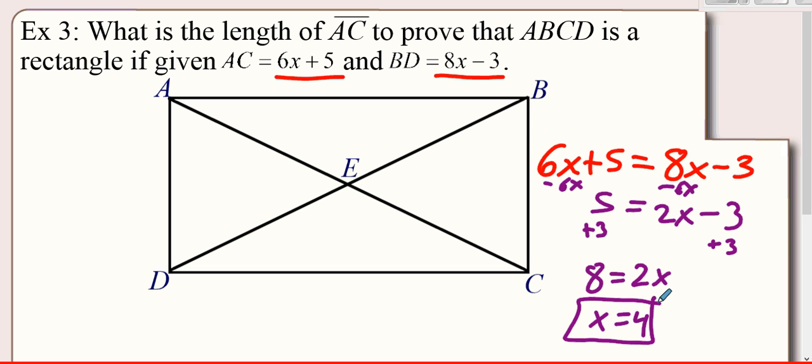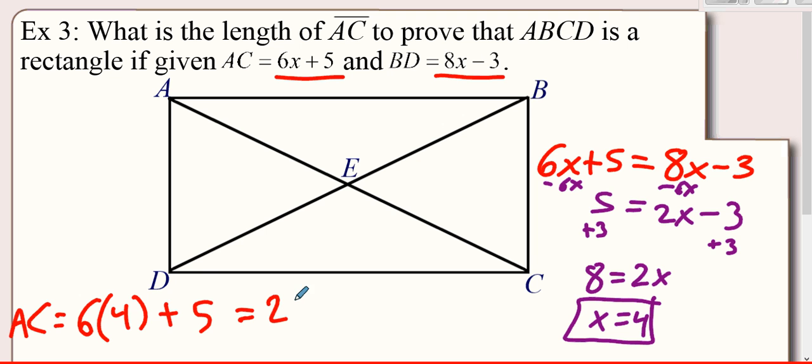Check the question though. What's the length of AC? It didn't just say find x, it said what's the length of AC. So that means you got to plug it back in. Plug in 4 for x in AC. 6 times 4 plus 5. Six times 4 is 24, plus 5 is 29. AC is 29.